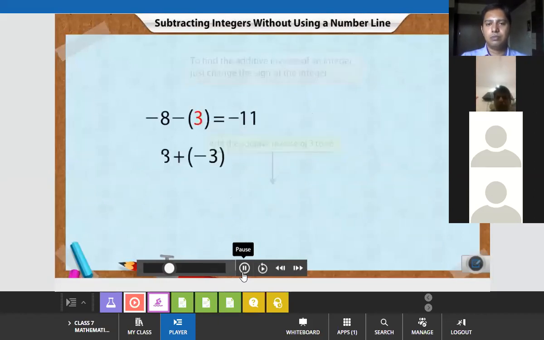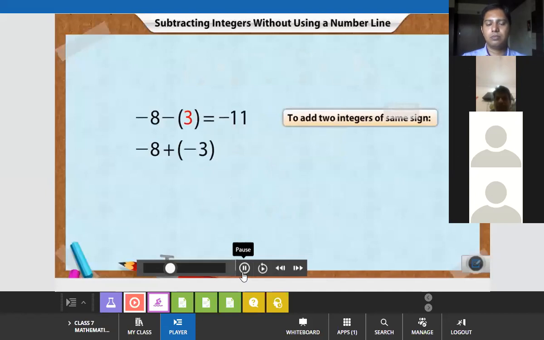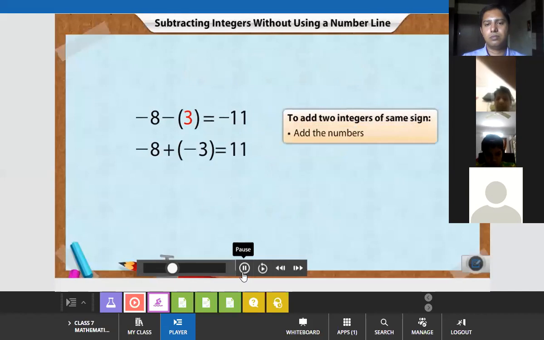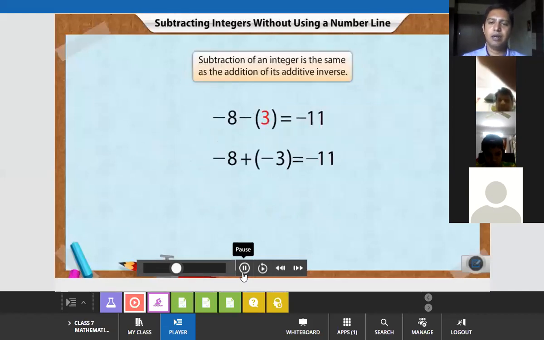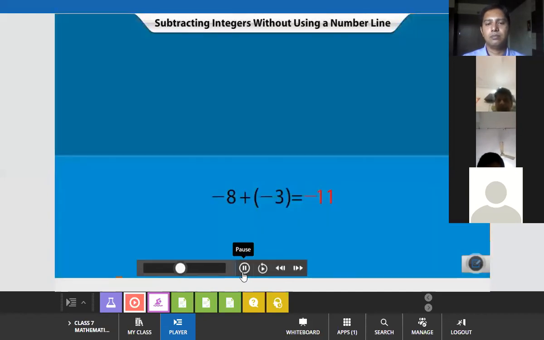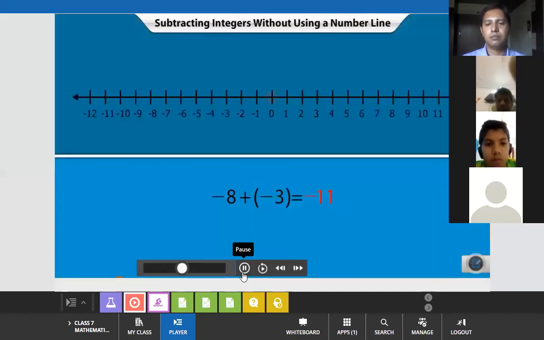To add two integers having the same sign, add the numbers and keep the same sign with the sum. Same sign, add and keep the same sign. Different signs, subtract. Subtraction is the addition of its additive inverse. So the answers we obtained by subtracting the integers directly and by using a number line are the same.